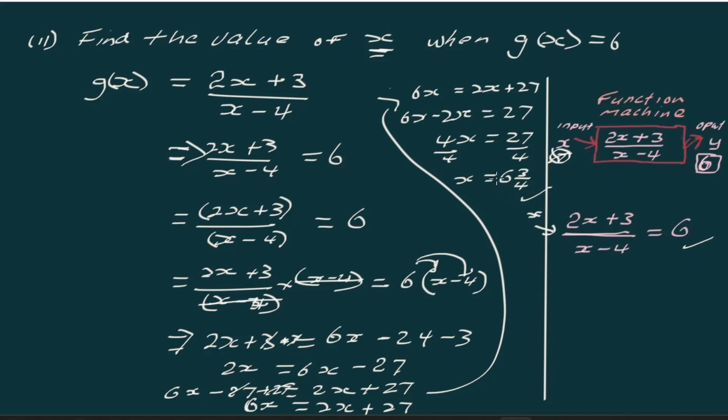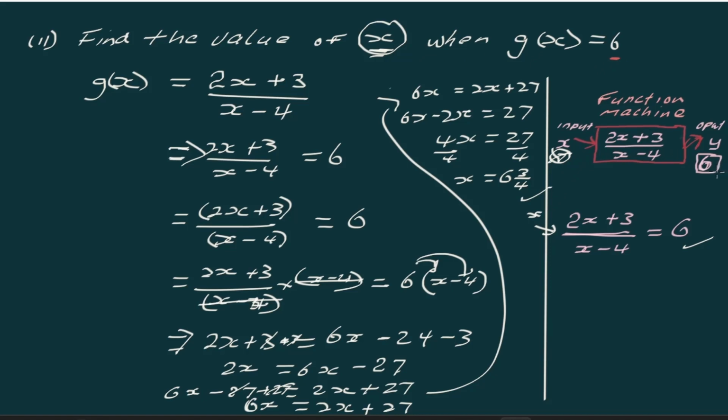So I'm just going to recap what happened here. In this question, we were asked to find the value of x when g of x equals 6. So again, they give us the output of the function. The normal thing is to ask us to find the output and give us the input. But in this case, they give us the output, and we need to find what was the input that went into this function to give us the output of 6.